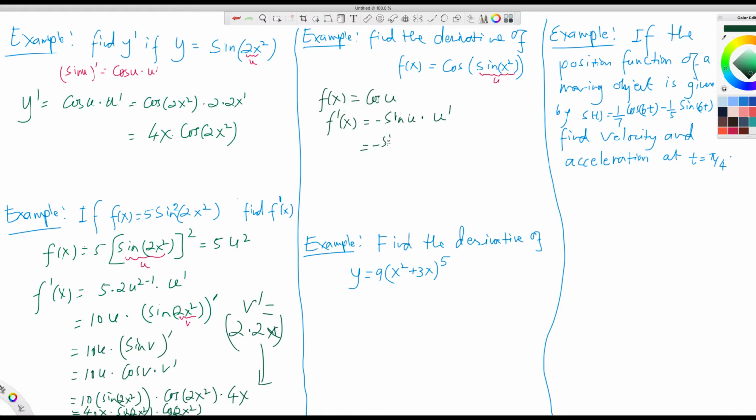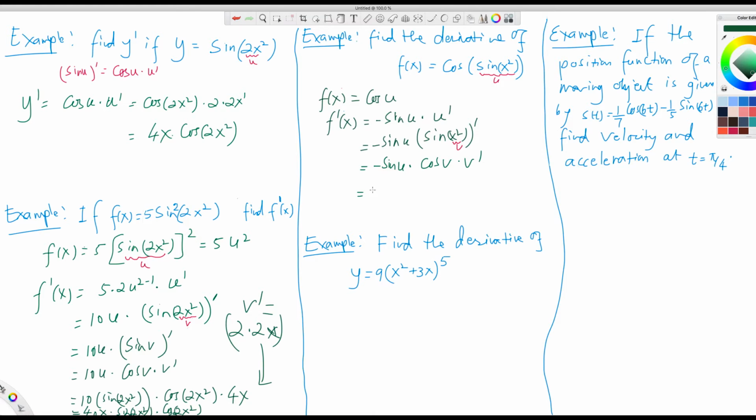Negative sine u times, let's plug in the value of u, the derivative of sine x squared. But we don't know the derivative of sine x squared. If it was just sine x, you would write cosine x as the derivative. But there is sine x squared, so you need to do another chain rule there. This is like sine v. So how would you write the derivative then? It is negative sine u times the derivative of sine v, which is cosine of v times v prime. So how much would that be?